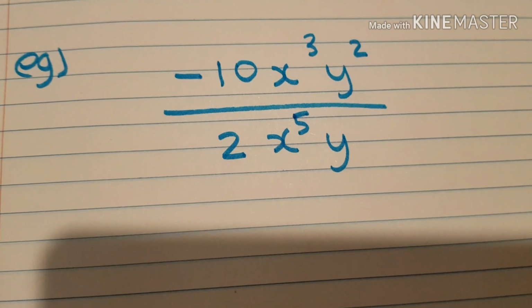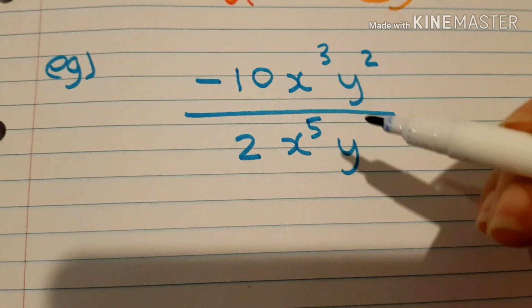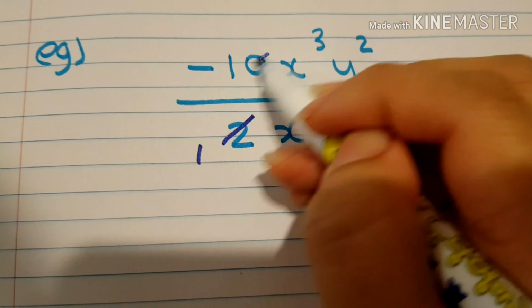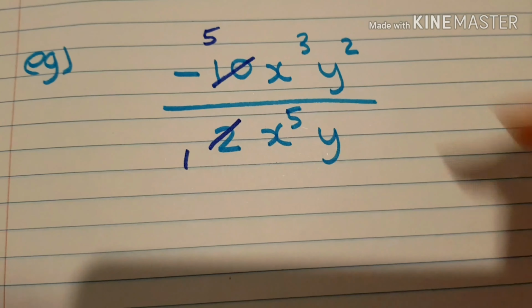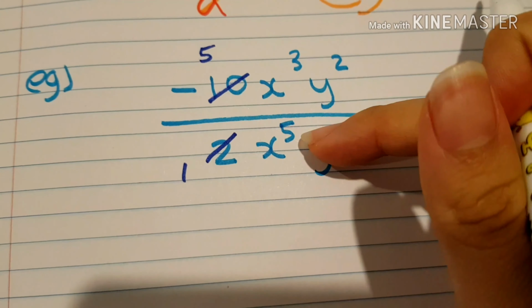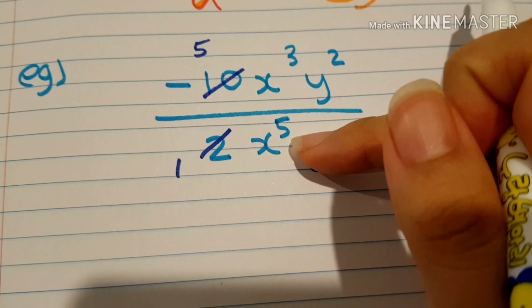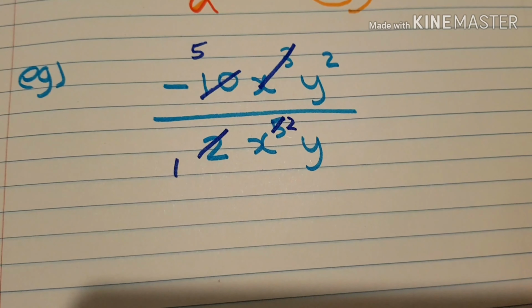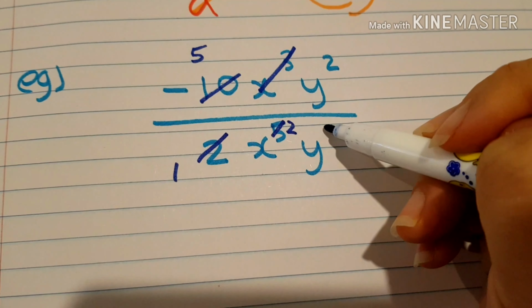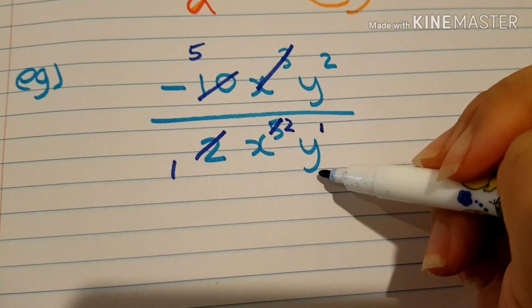Okay, then do this one. What would you do? Number first, 10 divided by 2, 5. Okay, so which one has more x top or bottom? Yep, I have more x on the bottom. By how many? Yep, 2 more x at the bottom. If there's nothing, it's 1. So I've got 2y at the top, 1y at the bottom.